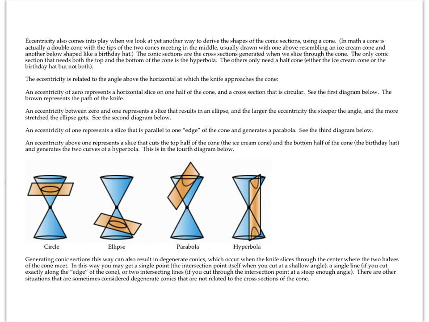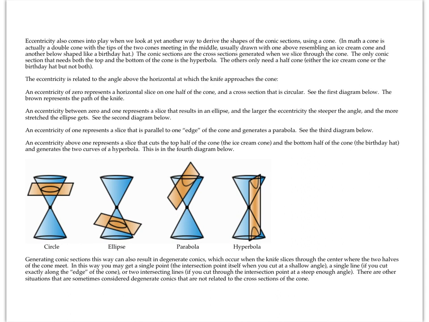Then, if you bring the knife in perfectly parallel to one of the edges of the cone, one of the sides in the side view of the cone, and as long as you don't cross through the very center, you cut half of the cone, that actually gives you your parabola. That's an eccentricity of 1. Eccentricity 1 means perfectly parallel to one of the edges of the cone. So that gives you your cross section, which is your parabola.